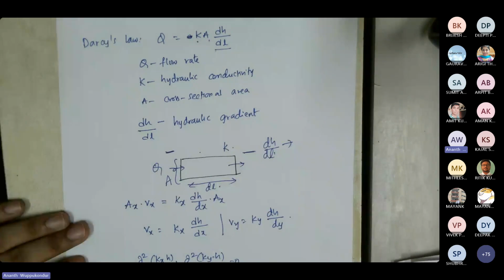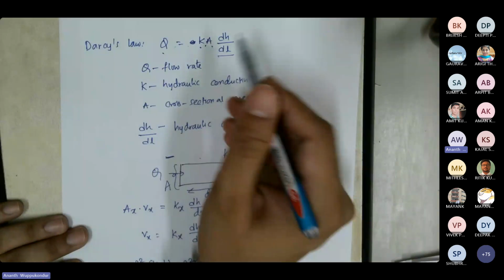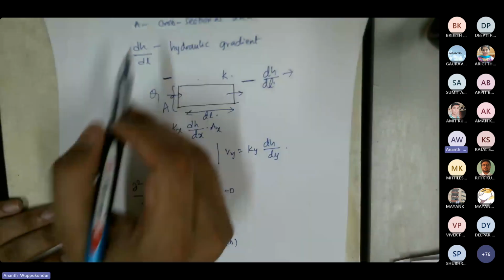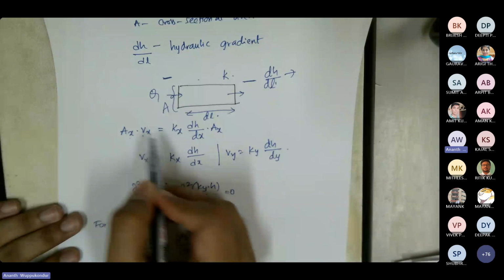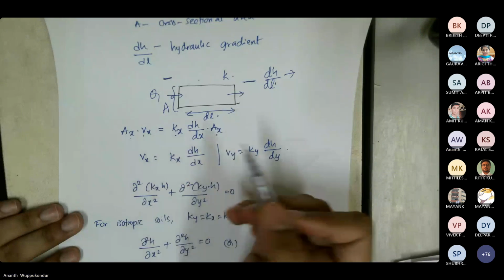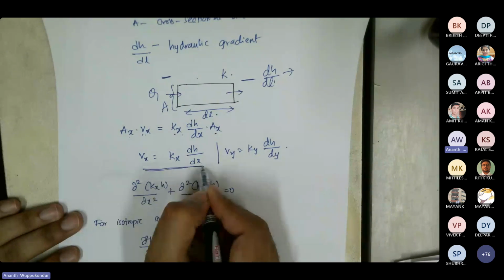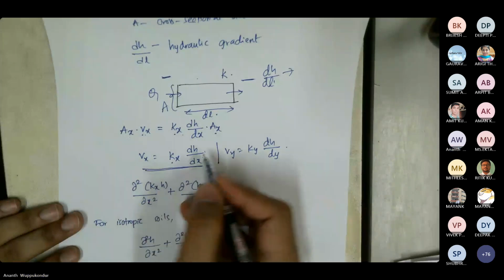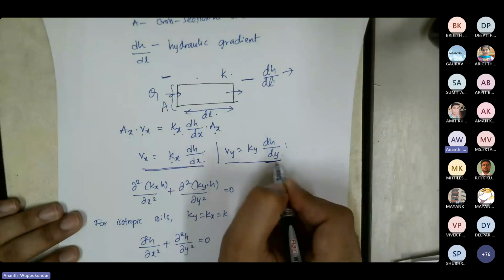So we have this Darcy's law which states that the flow rate is a function of K, hydraulic conductivity, area multiplied by the hydraulic gradient. So again, the flow rate is simply area times velocity, and that equals Kx, dH by dx, and Ax. We are constrained in the x direction. And if you simplify this, you get a relation for velocity Vx, which is a function of hydraulic conductivity multiplied by the hydraulic gradient in the x direction. And dH by dy is the hydraulic gradient in the y direction. So you can get an expression for Vy.